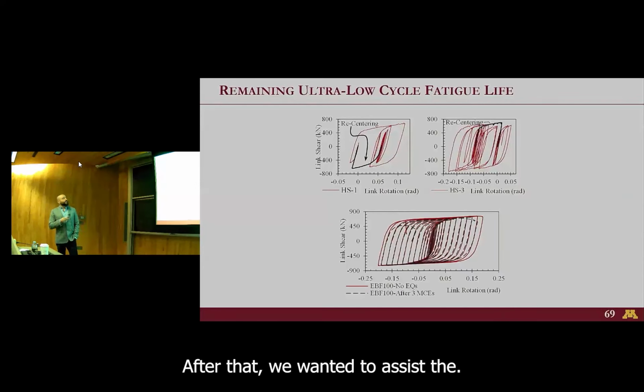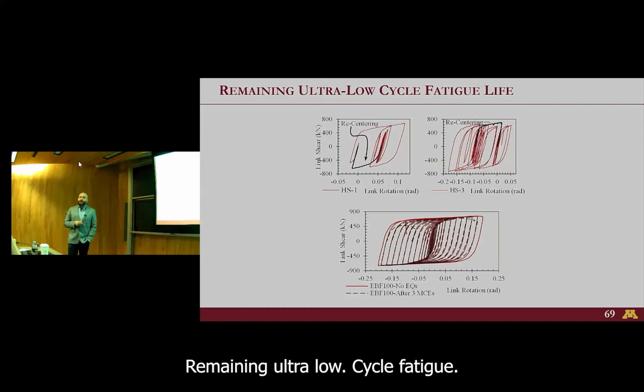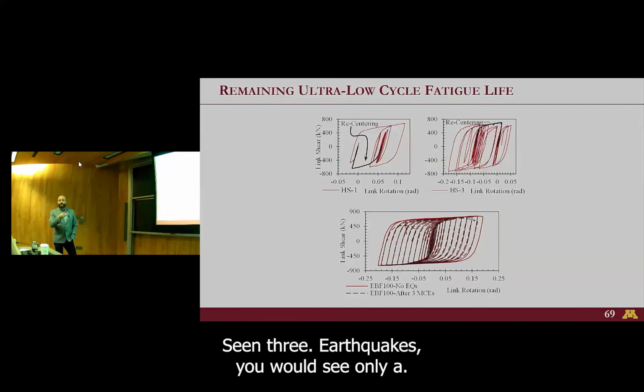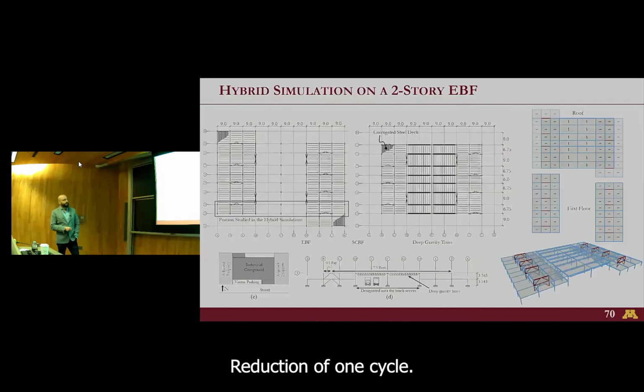After that, we wanted to assess the remaining ultra-low cycle fatigue life. And we saw that it only reduced by 1 cycle after 3 MC level earthquakes. So comparing the response of the EBF 100 without any earthquakes that you saw earlier to the response of an EBF 100 that had seen 3 earthquakes, you would see only a reduction of 1 cycle.